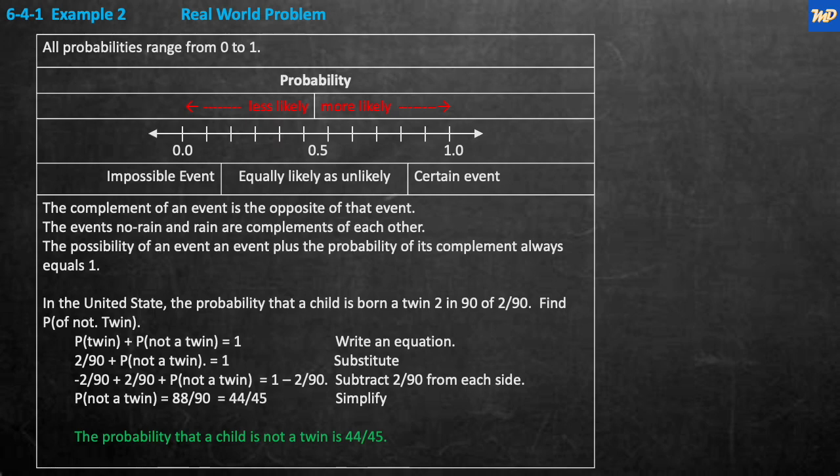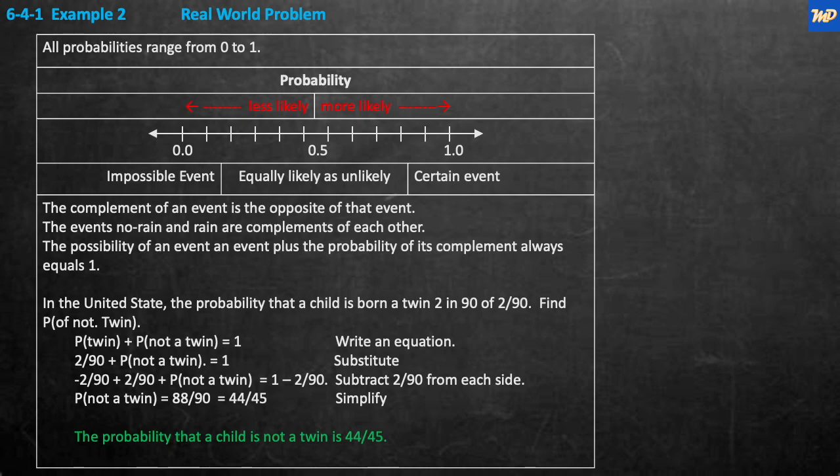In the United States, the probability that a child is born a twin is 2 out of 90 births. That's 2 out of 90. Find the probability of not a twin. Well, if 2 in 90 is being a twin, then the opposite of that is going to be 88 out of 90, the complement, because 88 and 2 is 90, and 90 over 90 is 1, right? So that's 100%.